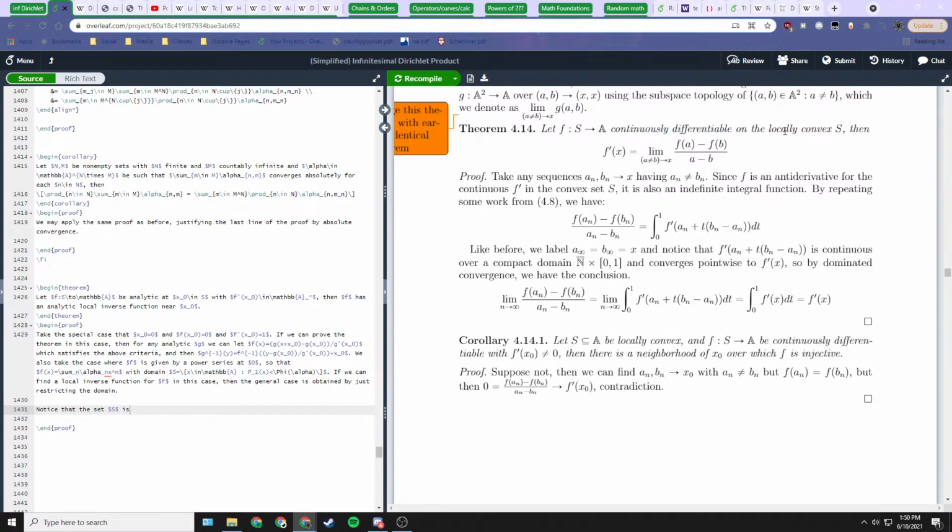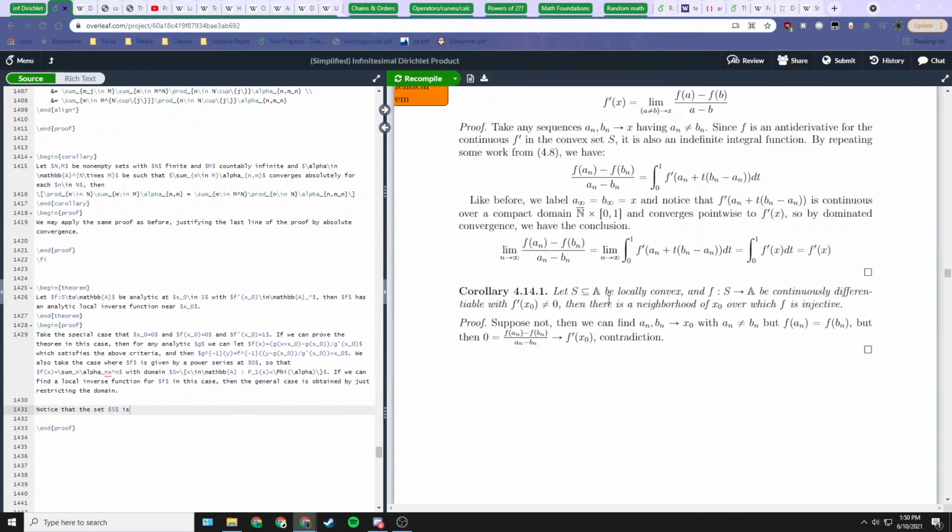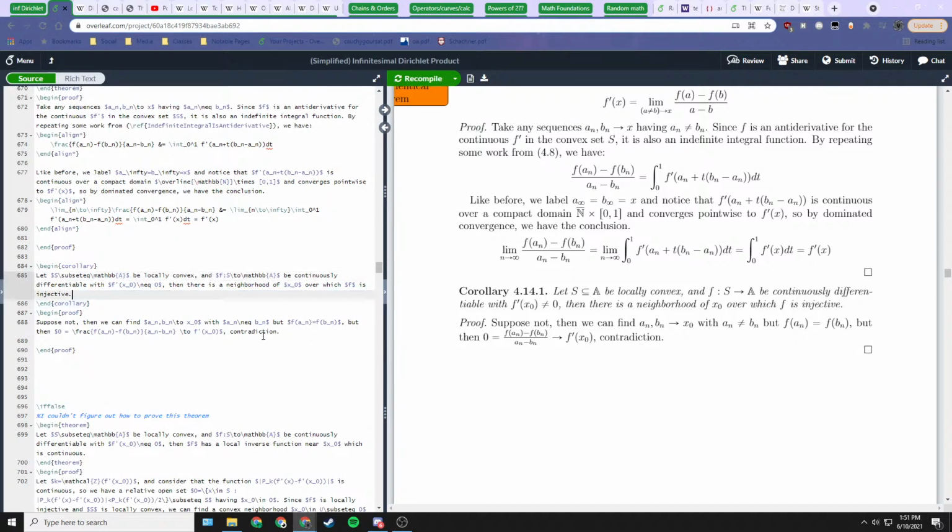Let f be continuously differentiable on a locally convex set. Then f prime can be given by this limit. And the corollary to that is: let S be locally convex and f be continuously differentiable. Then there is a neighborhood of x0 over which f is injective. Okay. So the set S is open and locally convex. Actually, we'll just say, let's label this theorem.